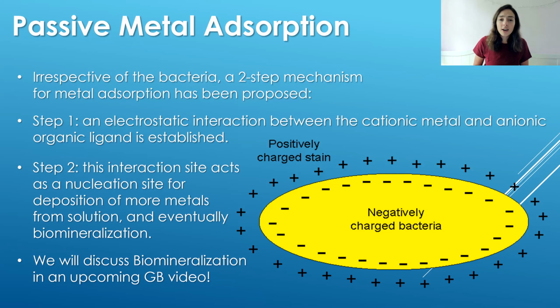Anyhow, irrespective of the bacteria, gram-positive or gram-negative, a two-step mechanism has been proposed for passive metal adsorption. Step 1, an electrostatic interaction between the cationic metal and the anionic organic ligand occurs, and step 2, the interaction site acts as a nucleation site for the deposition of more metals from solution and eventually biomineralization, which we will be discussing in the upcoming biomineralization video.